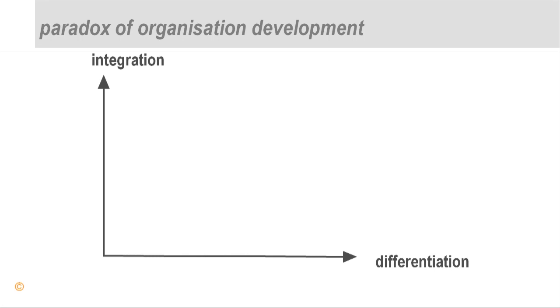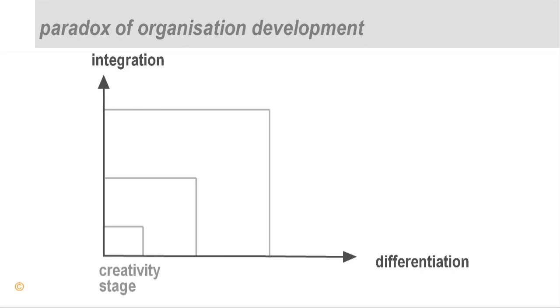And if we are plotting the phases of organization development on this graph, we can see that the creativity stage is differentiation. It is flexible, one adjusts easily to different conditions in the market, and this is followed by the direction stage, which is an integrative stage, a centralizing stage. And the crisis that is hit there leads to a delegation stage.